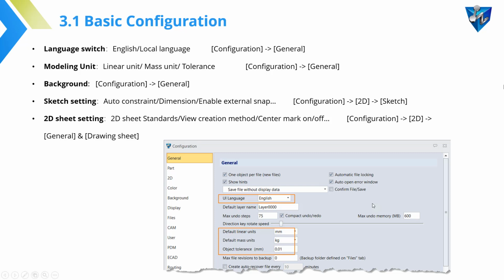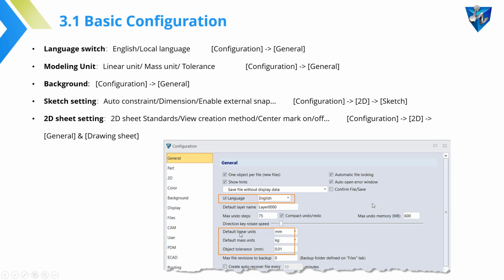Let's continue. In this part, I will introduce the basic configurations of ZW3D. Also under the configuration menu, you could switch the language. If you installed the multi-language versions on your computer, you will find the different languages under the UI language drop-down list. You could switch between English or other local languages. This can be found under the General tab. And the modeling unit can also be found under the General tab.